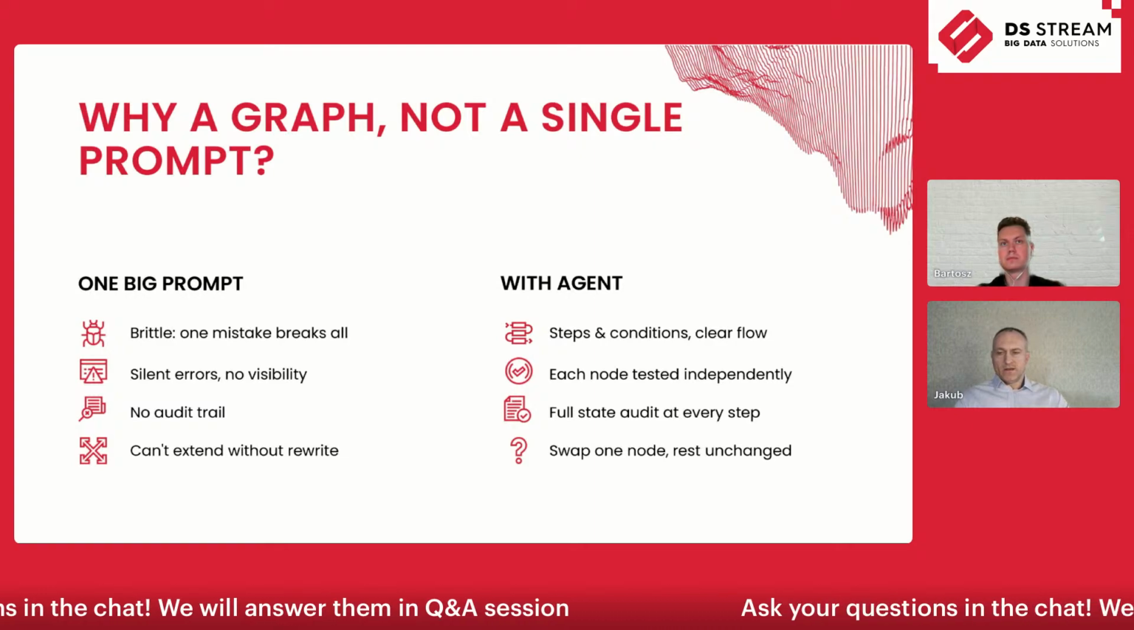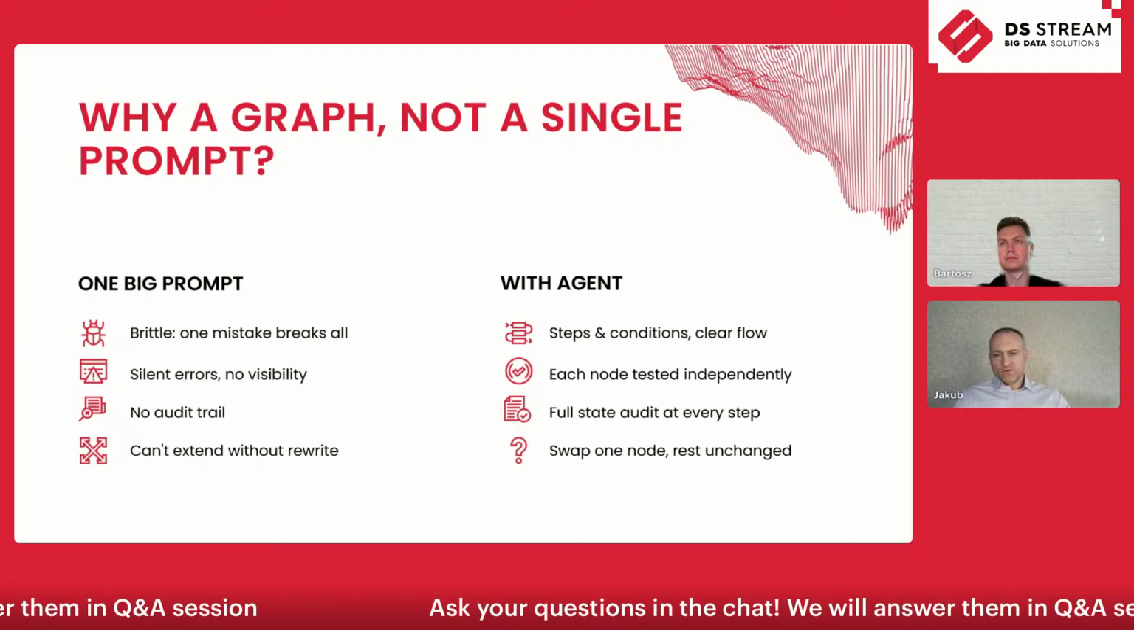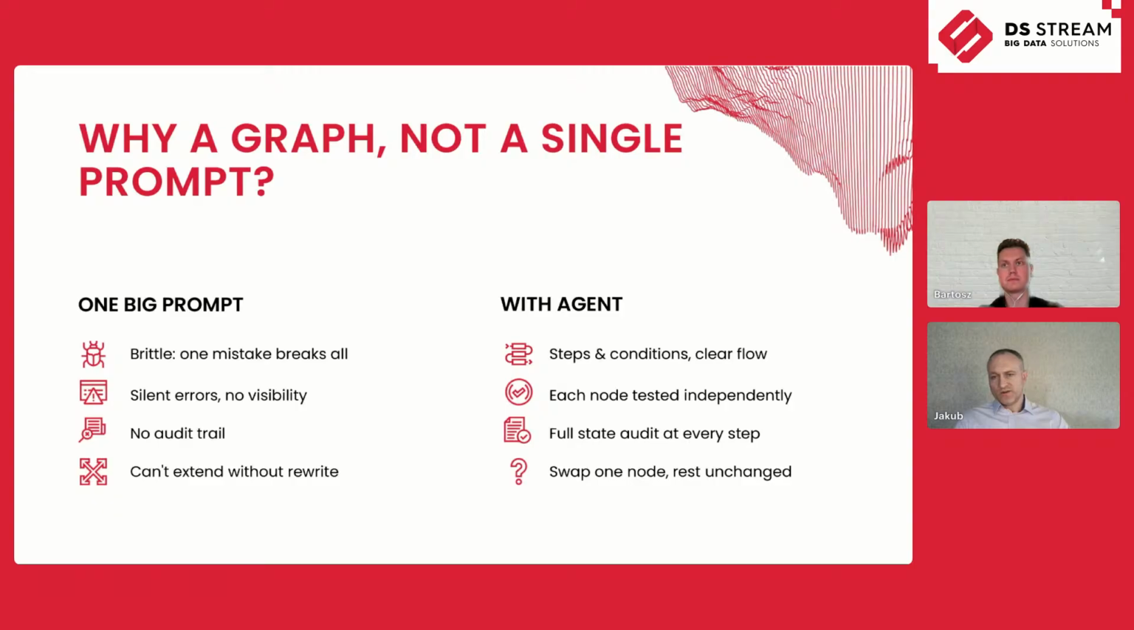LangGraph lets me model the flow as a graph. So nodes are concrete steps. Edges are conditions and transitions, sometimes conditional transitions. And there is a state, an object, a data structure shared across the whole graph that I can inspect, I can debug, and each node is aware of the current state of the execution. As I said, each node has a single responsibility, like question classification, ambiguity detection, SQL planning, executing, error fixing.